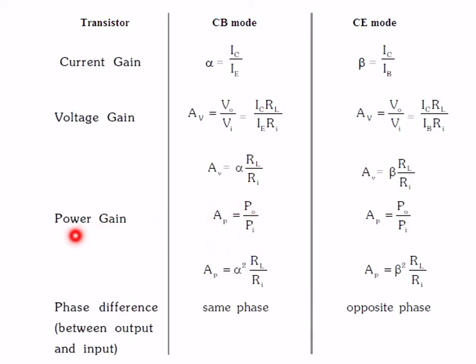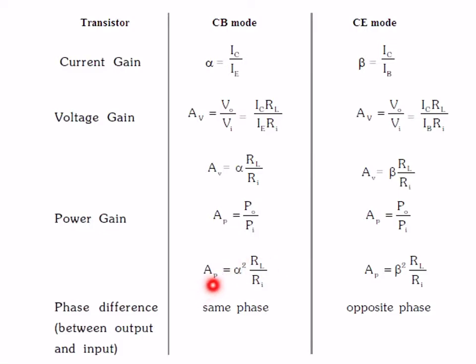Like for power gain, the power gain for CB mode, AP is equal to P output by P input. P output is nothing but V output into I output, and P input is VI into II. Here in the CE mode, the same power gain is equal to P output by P input, where P output equals V output into I output, divided by P input equal to VI into II.